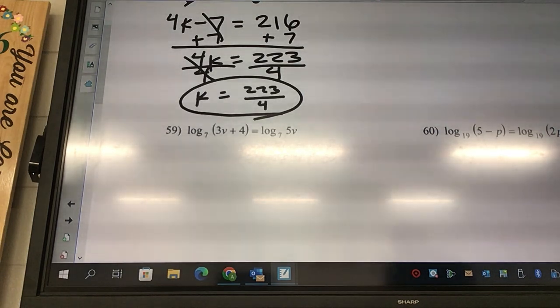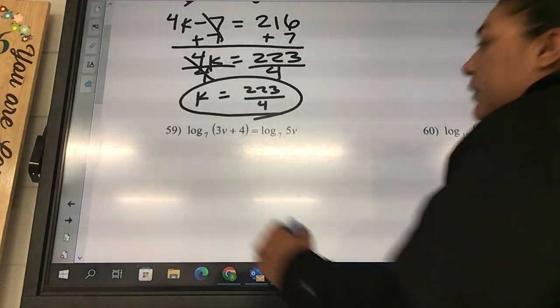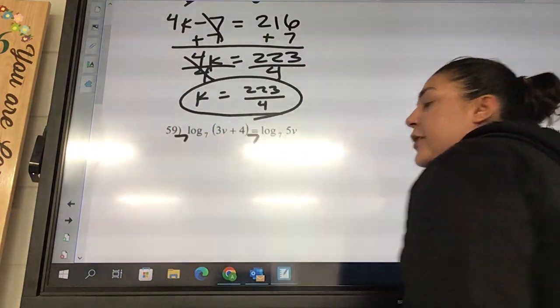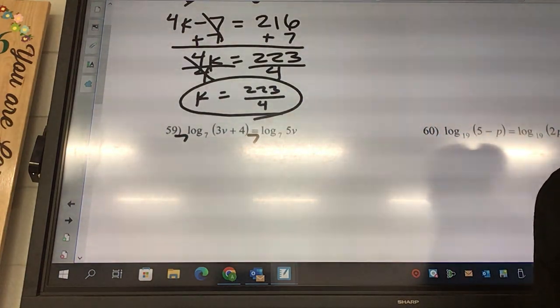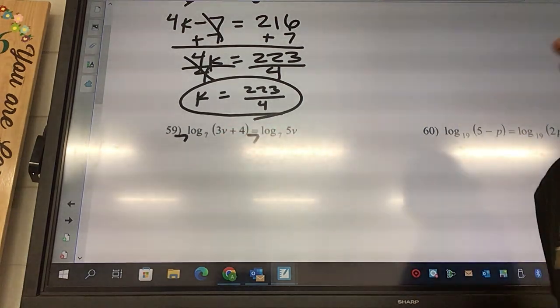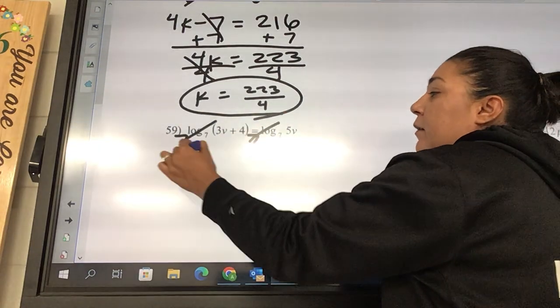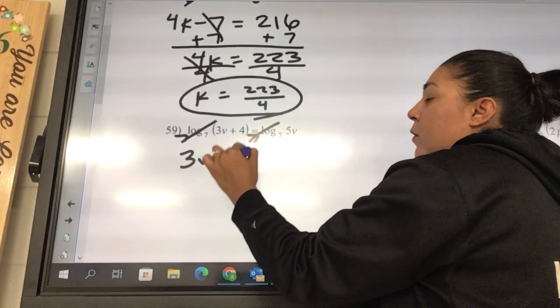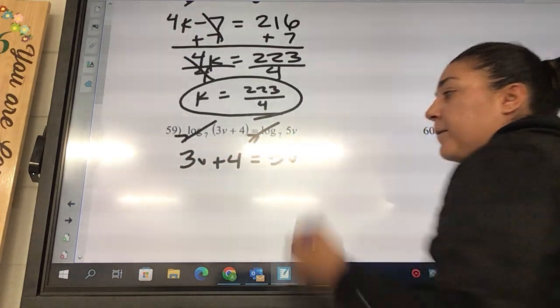Okay, 59, sorry. 59, we're going to say 7 and 7. Why did I choose 7? Yeah, it's the number that's by the log, okay? So these cancel, and I'm left with 3v plus 4 equals 5v.